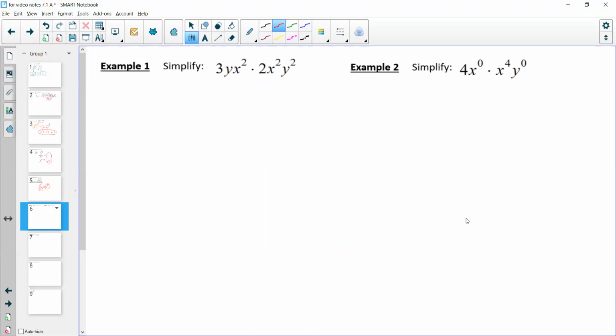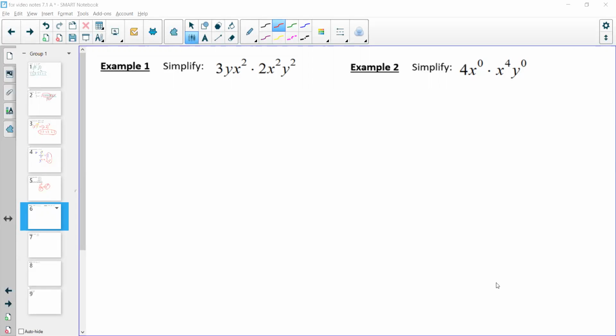Let's look at some examples from the assignment. I'm sorry, this is not from the assignment. This is from the notes. So for example 1, we're going to use the rules that we just learned.